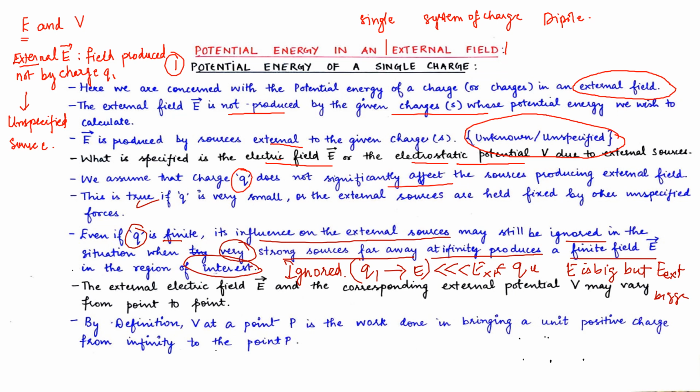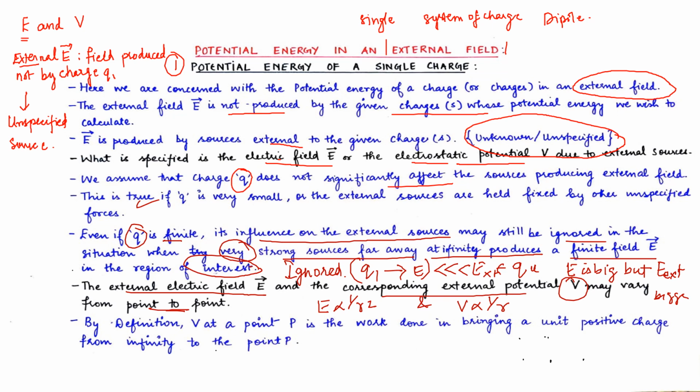The external electric field E and the corresponding external potential V may vary from point to point, of course, because E is defined on the basis of 1 by r squared and V is defined on the basis of 1 by r. Both have a direct relation with the distance between the two charges, whether specified or unspecified. If the position is changed, definitely we will see a change in electric field as well as electrostatic potential.